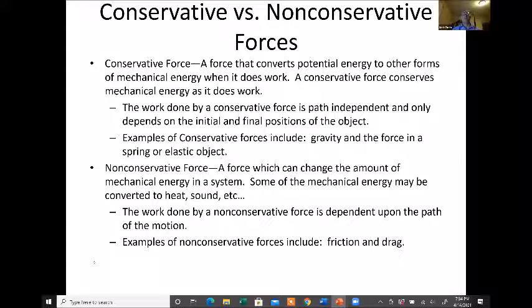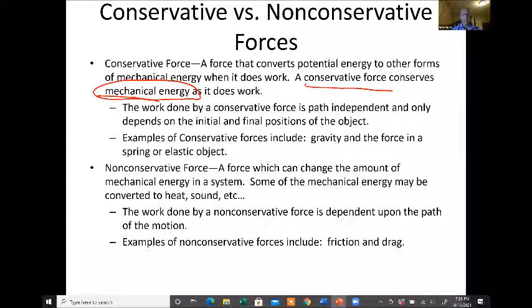All right, so while we're here, let's also talk about conservative versus non-conservative forces. So a conservative force is a force that converts potential energy to other forms of mechanical energy when it does work. Usually it converts potential to kinetic. And that could be a translational kinetic, like linear kinetic, or it could make something roll or speed up as it rolls. So it could be rotational kinetic energy, either one. Conservative forces are called that because when a conservative force is applied, the mechanical energy of the system is conserved, stays the same.